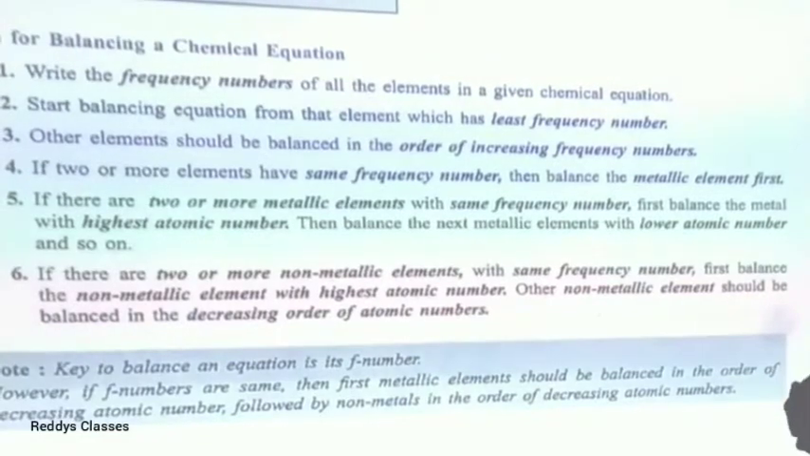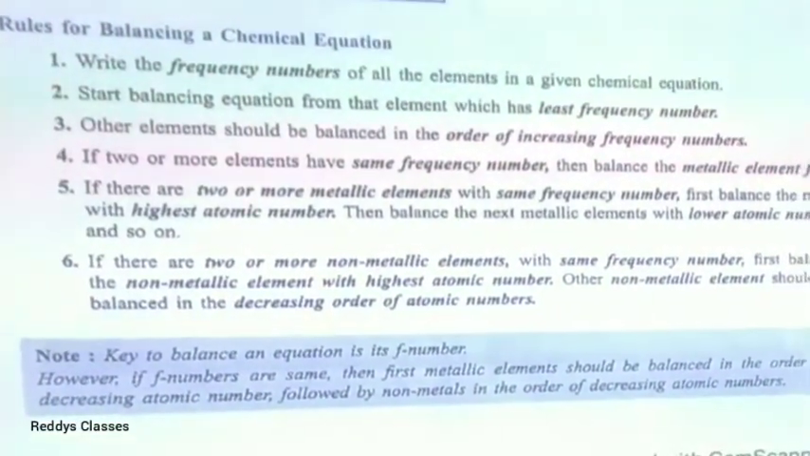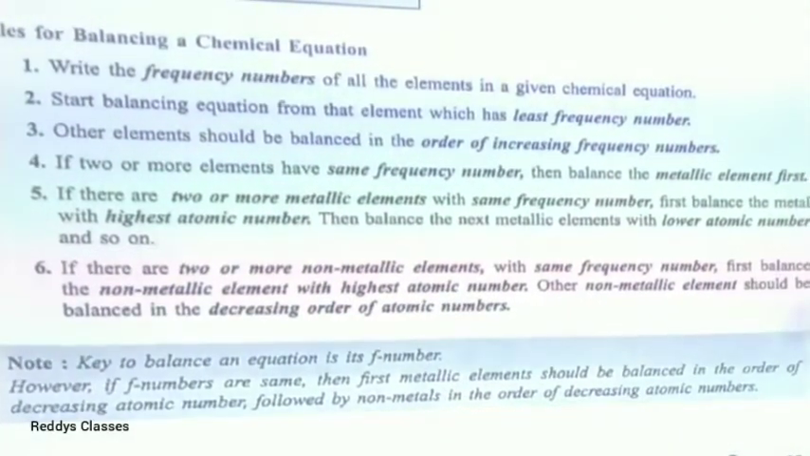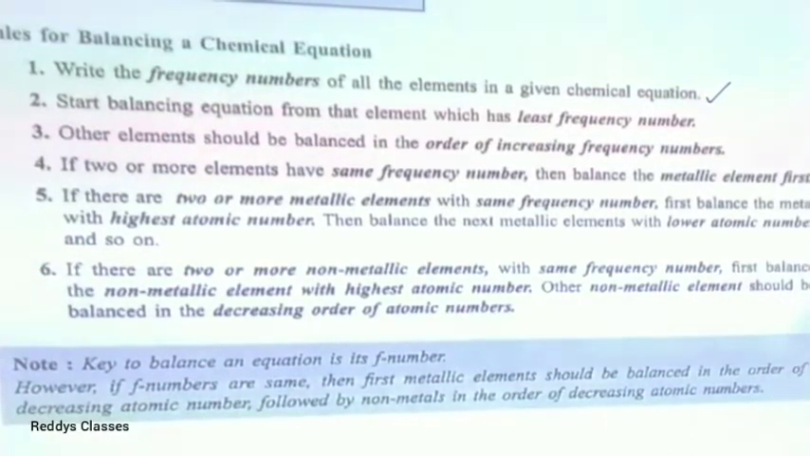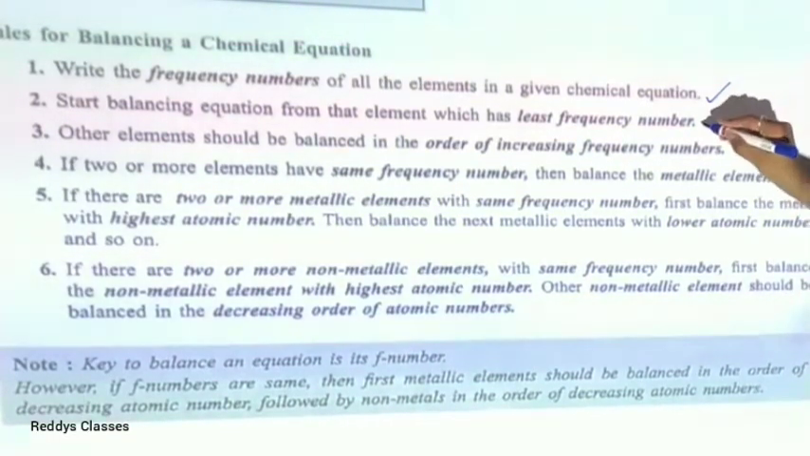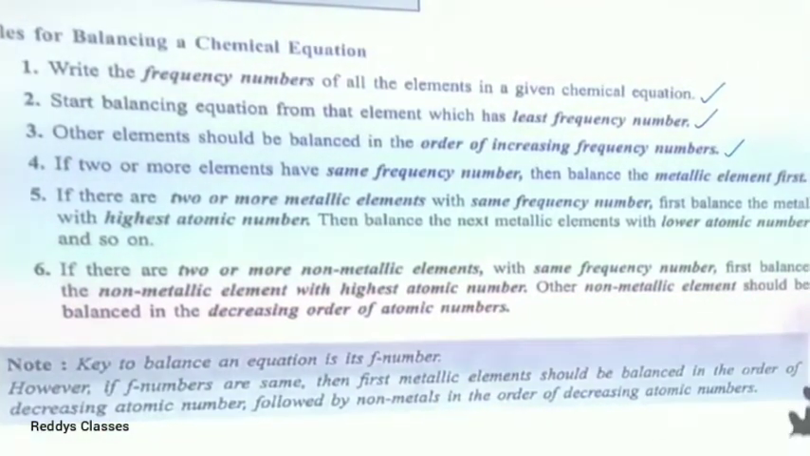There are rules for balancing a chemical equation. The first is to write the frequency number of all the atoms in a given chemical equation. As we studied about the frequency number, write all the frequency numbers. Secondly, start balancing the equation from the element which has the least frequency number. Start from that point. Next, other elements should be placed in order of increasing frequency number while balancing.